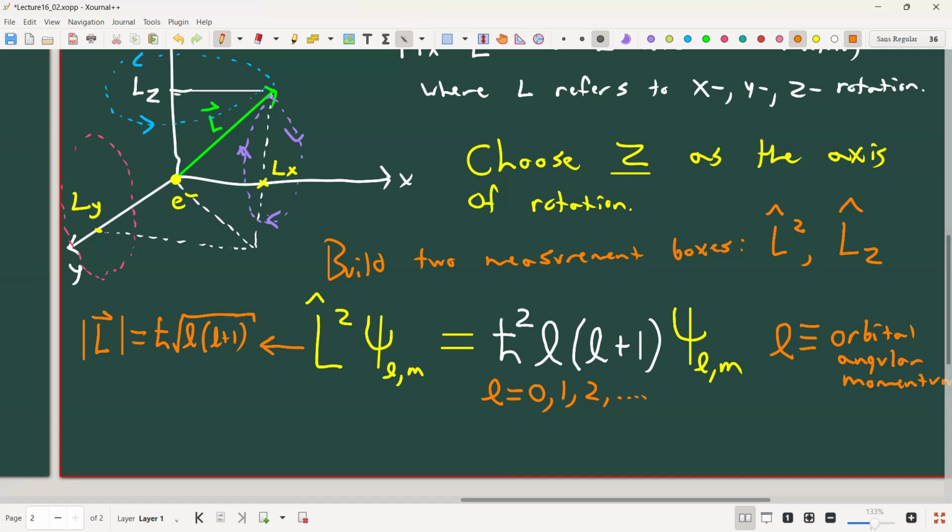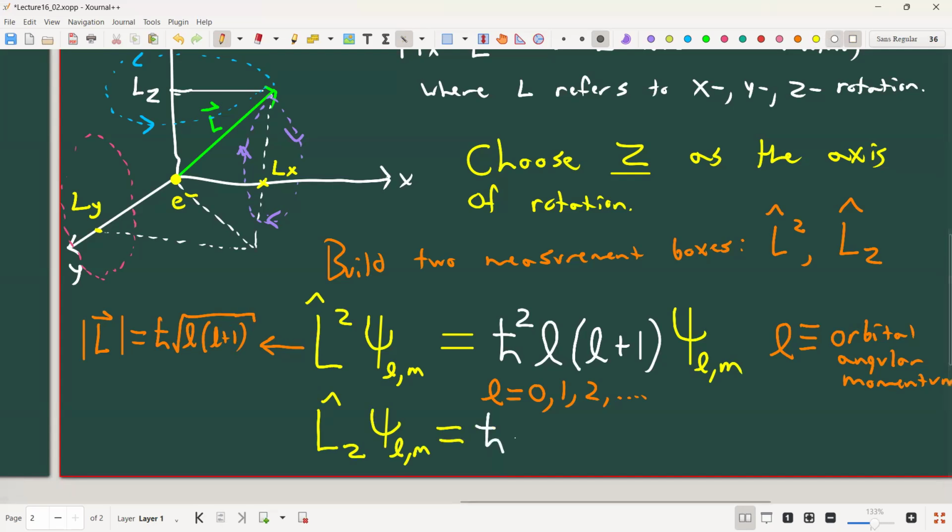Well, what about L_z? L_z measures the z component of the angular momentum, and you get back an even simpler formula. You get h bar times that number m, times psi L m. So m tracks basically how L is pointing relative to z. For instance, if m is 0, then L is lying in the xy plane, lying along x or y, and that means the electron in some sense is orbiting around the x-axis. But if L_z is very large, then the vector is pointing towards the z-axis, and that means the electron is now precessing around the z-axis, which is pointing straight up.